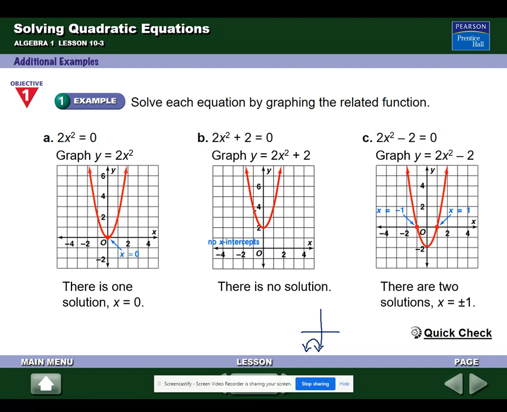Or the better thing to say actually would be no real solution. Okay, that becomes more relevant to you in Algebra 2. There are no real solutions. In fact, there are 2 non-real solutions to this. But if you said no solution, that's good enough for now.